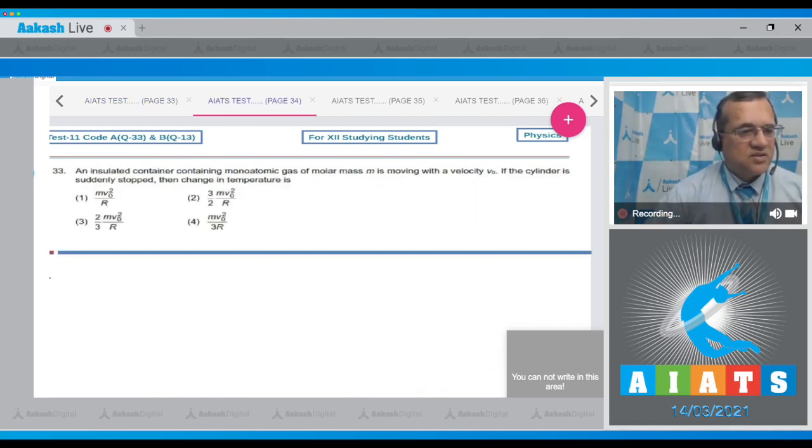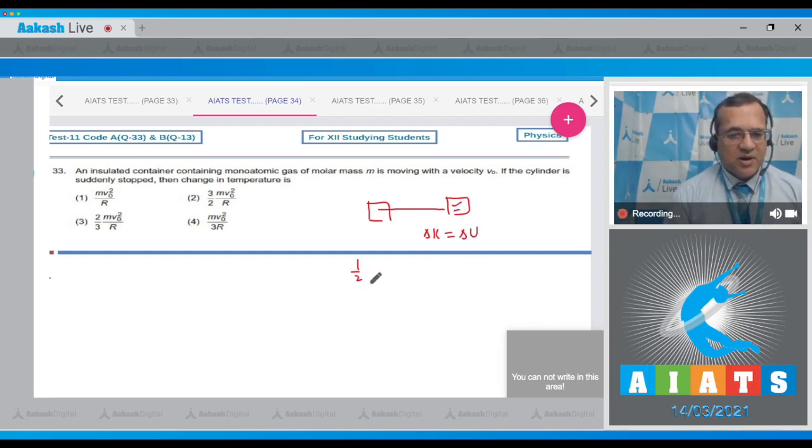Now the question number 33 is, an insulated container containing monatomic gas of molar mass m is moving with a velocity v naught. If the cylinder is suddenly stopped, then the change in temperature. So we have to be careful in this case, but somehow he says that the cylinder which is moving, and when you suddenly stop this one, so what was the kinetic energy loss, and that has gone to the internal energy of the cylinder itself.